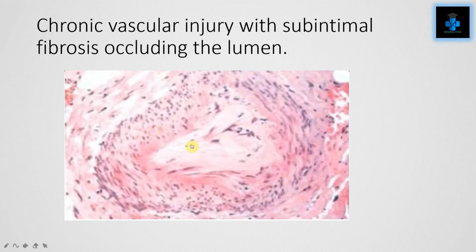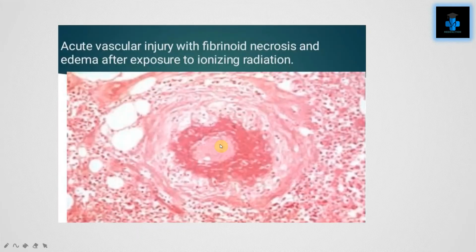So here you can see the central lumen is completely occluded by the thrombus, and due to the intimal proliferation, the thickened vessel wall can also be appreciated. So this is nothing but the chronic vascular injury with subintimal fibrosis which occludes the lumen. This is acute vascular injury with fibrinoid necrosis and edema after exposure to ionizing radiation. This is the edema, and this is the fibrinoid necrosis, and this one right here is the occluding thrombus.